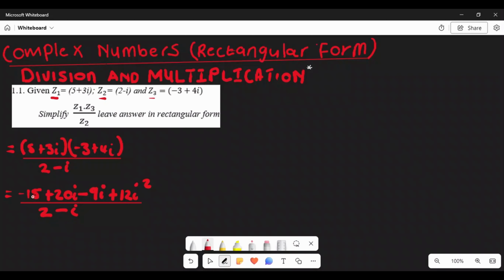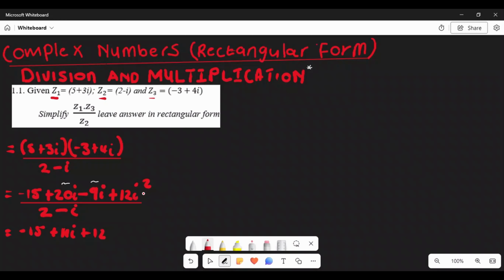There we go. So from here, guys, we look for the like terms in our numerator. As you can see, we have positive 20i and negative 9i. They will subtract each other. So let's do it. The real number here, which is negative 15, we write it as it is, and then we look at our imaginary numbers here. What is 20i minus 9i? This is going to give us plus 11i, and then plus 12i squared.